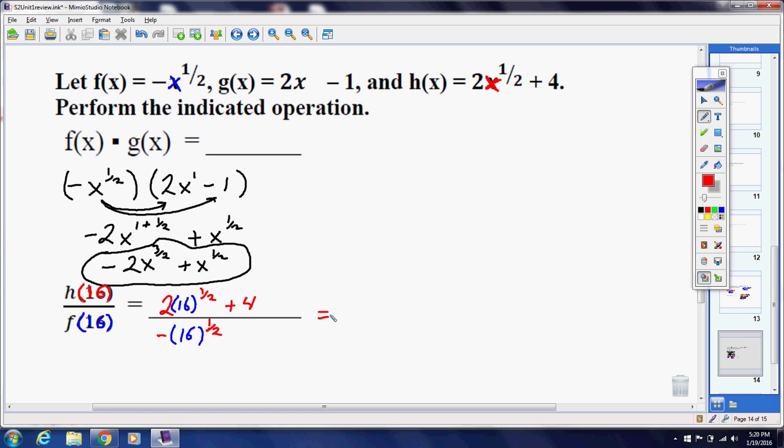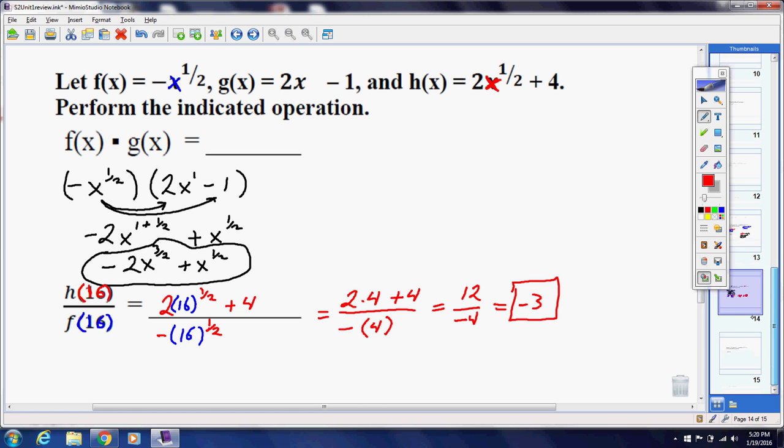All right, so let's simplify this here. The 1/2 power applies only to this 16 here, so that's 2 times 4, and then I'll add 4. That's all in the numerator. This 1/2 applies only to this 16, not to the negative there. So that is a negative, and then the 1/2 power of 16 is 4. It's the same thing as the square root. So I got 2 times 4 is 8, plus 4 makes 12, and on the bottom I have a negative 4. 12 divided by a negative 4 is negative 3. There's my answer.